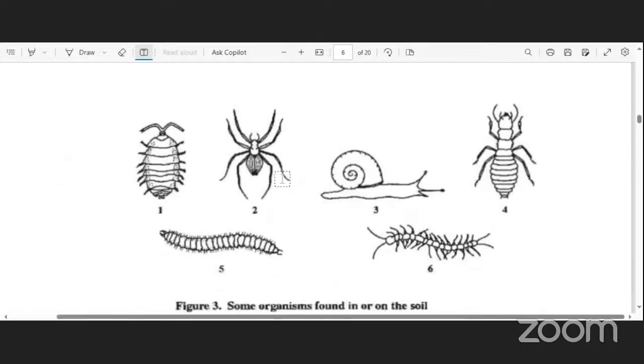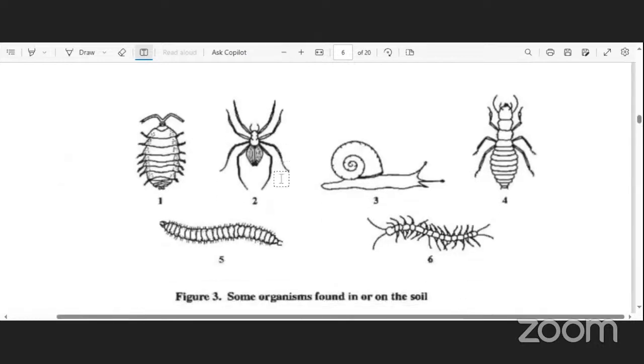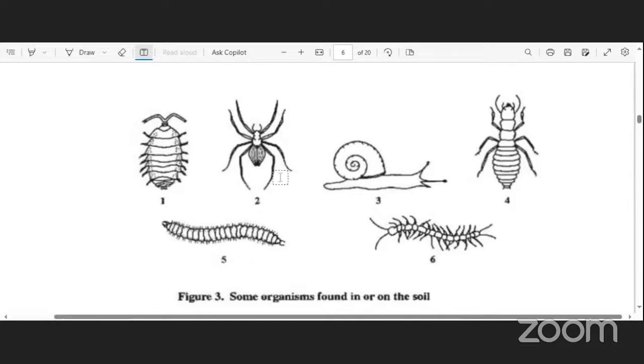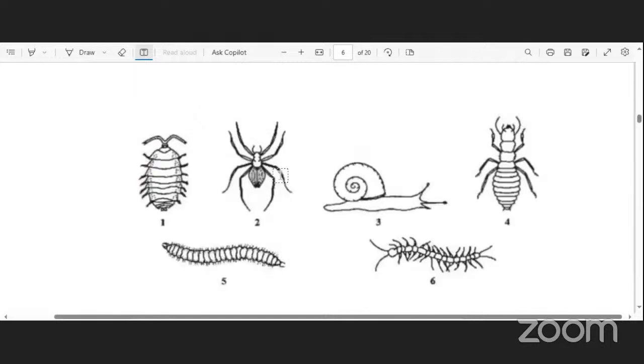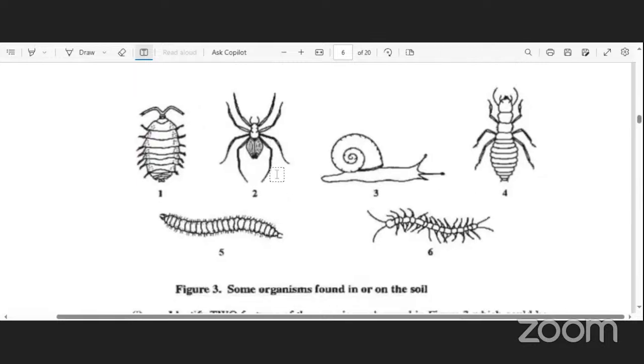All right, now we're moving on to the next question. We're still on classification. Some organisms found in or on the soil. Look at the different organisms that we have here, and look at the similarities between all of the organisms.